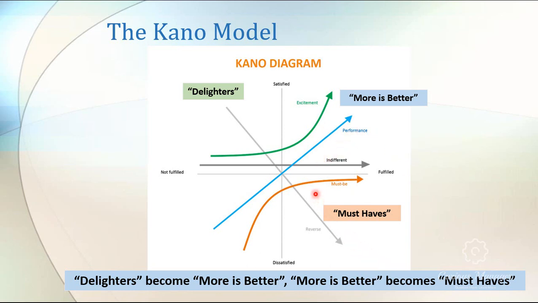And then down here, you have the must-haves. So must-haves, these attributes must be in the product, or else the customer will not be satisfied. Now, what is important to understand is that delighters will slowly shift to more is better, because as a customer uses a product and they get more used to these delighters, they begin to expect it. Now they want more of it, so more is better. And then the more is better eventually becomes a must-have.